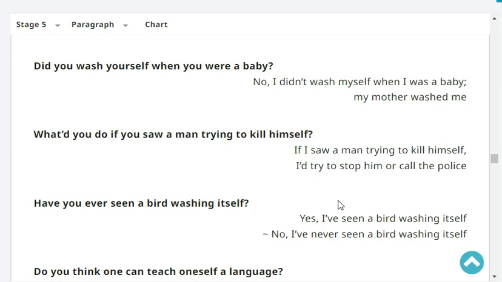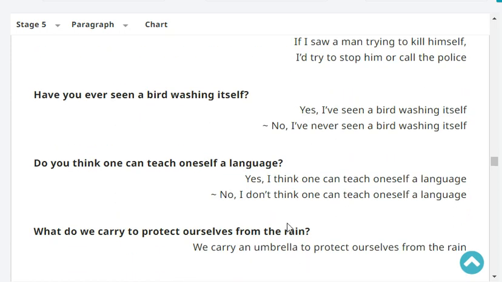Have you ever seen a bird washing itself? Yes, I've seen a bird washing itself. Do you think one can teach oneself a language? No, I don't think one can teach oneself a language.